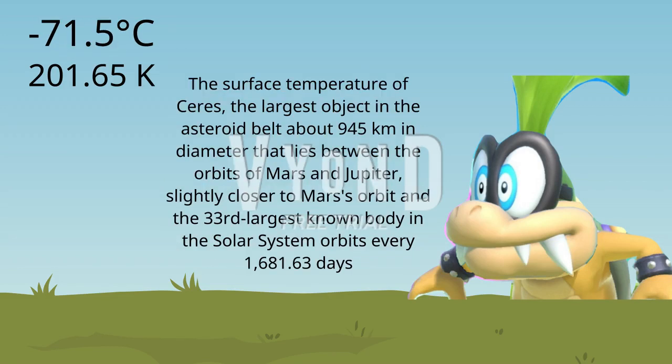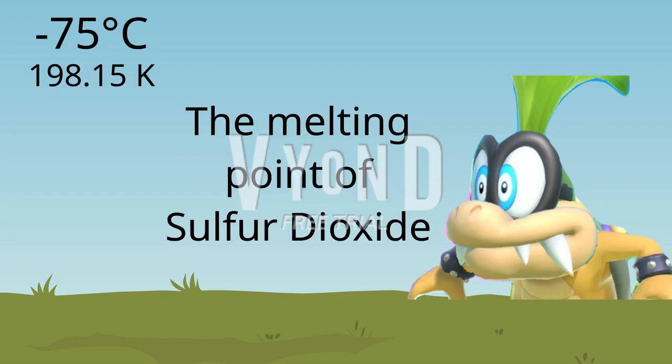The surface temperature of Ceres, the largest object in the asteroid belt, about 945 kilometers in diameter, which lies between the orbits of Mars and Jupiter, slightly closer to Mars's orbit, and the 33rd largest known body in the Solar System, orbiting every 1,681.63 days, is -71.5 degrees Celsius, or 201.65 Kelvin. The melting point of sulfur dioxide, a compound containing 1 sulfur and 2 oxygen atoms, is -75 degrees Celsius, or 198.15 Kelvin.